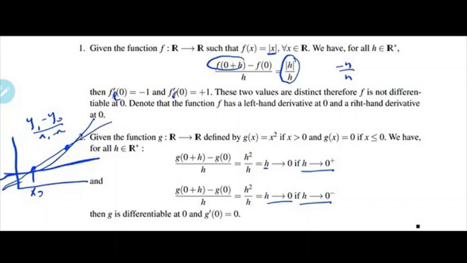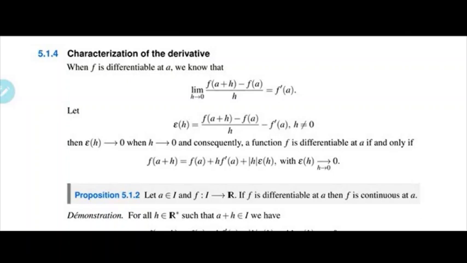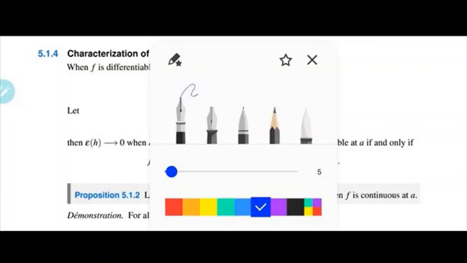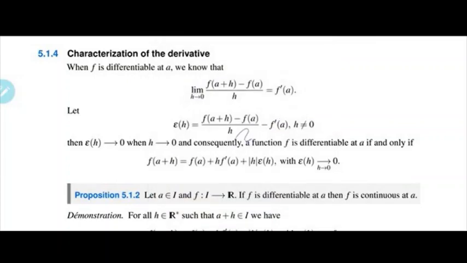This is what we call the graphical interpretation of the derivative. Let us try now to write the definition of the derivative a bit differently. If f is differentiable at a point a, then we know that the limit of (f(a+h) - f(a))/h when h tends to 0 is equal to f prime of a.